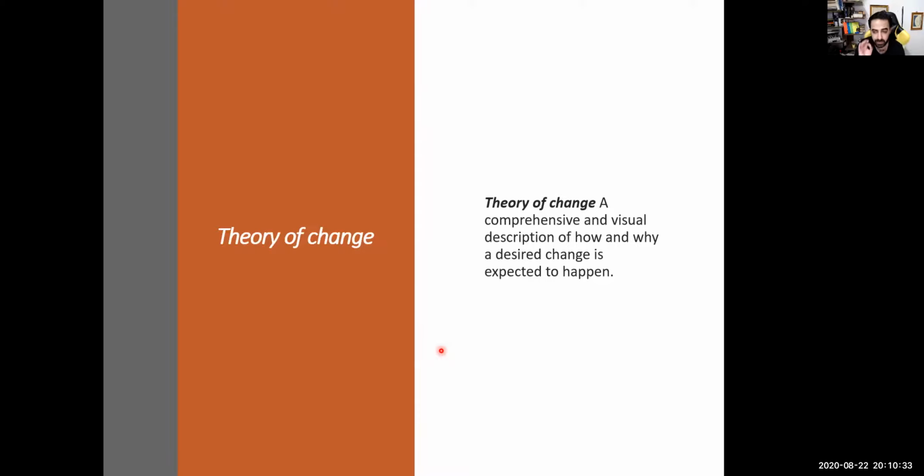A comprehensive and visual description of how and why desired change is expected to happen. So when I'm talking about theory of change, in which part do you think theory of change happens? An output, an activity, an input, an outcome, or an impact? What do you think, guys? You can write it down. Yeah, impact. Maybe outcome. But do you think it is an output?